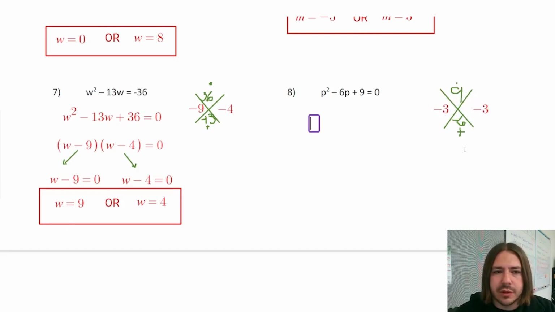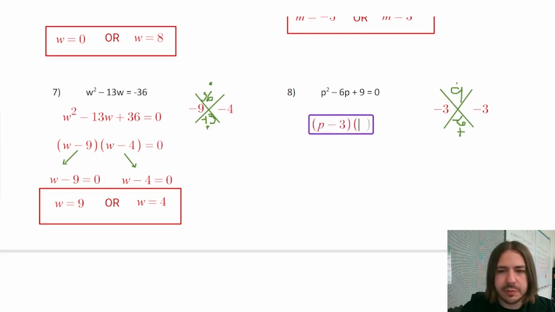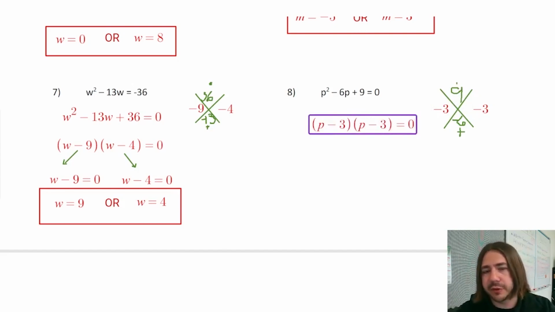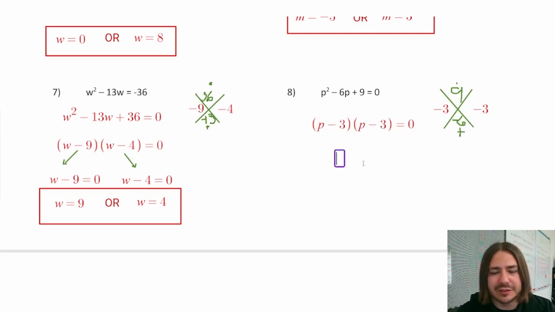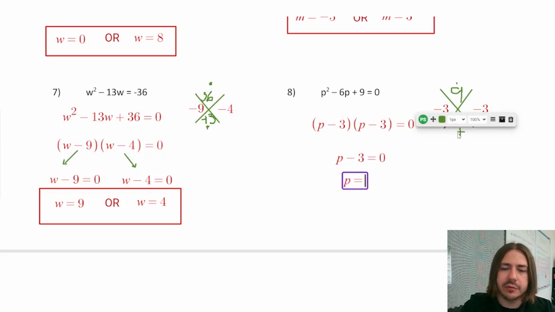All right, so here we go. Our two factors here, p minus 3, and actually p minus 3 again. We will get two solutions here, but they will be the same solution. If you notice this, you don't have to set up two equations to solve. You can just do one of them. We get p minus 3 equals 0, and so adding 3 to both sides gives me p equals 3.